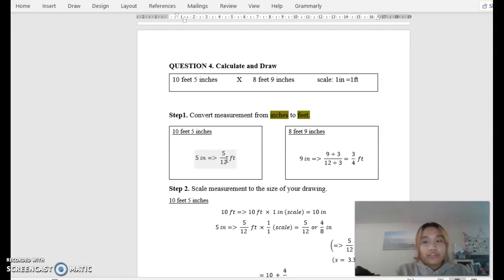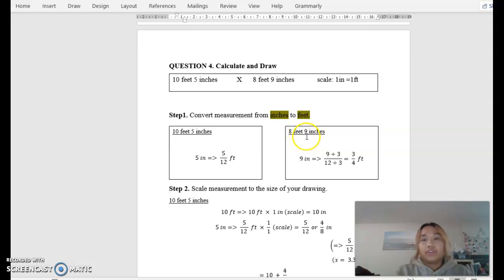5 inches is equal to 5 over 12. Now, where did I get the 12 again? There's 12 inches in 1 foot. So, since this one we cannot reduce it into lowest term, we just leave it like that. So, next, for our next conversion, 8 feet 9 inches.